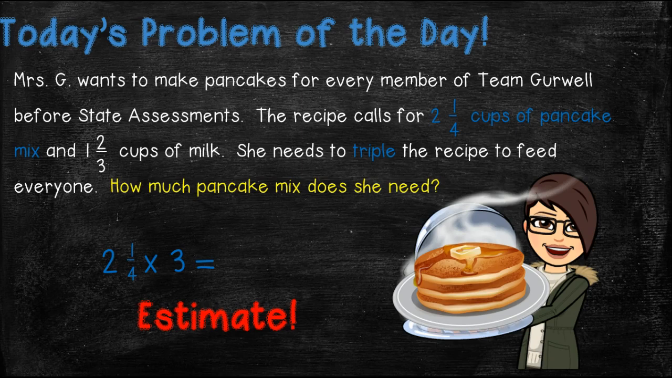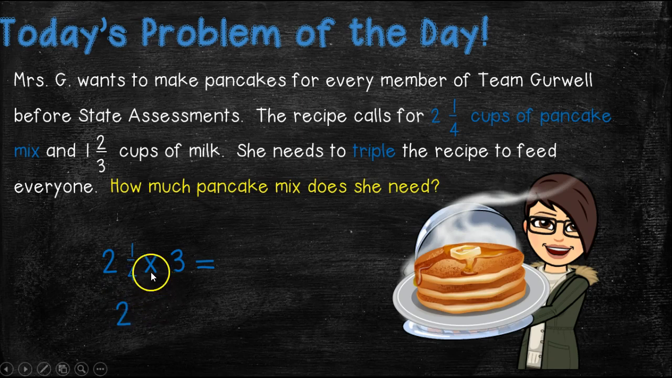So remember when we were estimating mixed numbers, we started by looking at the denominator of the fraction. So what is 1/2 of 4? Well, 1/2 of 4 is 2. Is 1 less than or greater than 2? Well, it's less than. So we know 2 1/4 will round to 2. Now the 3 we don't need to round because it's already a whole number. So we know 2 times 3 is 6. So our estimate is going to be 6. Now it's time to solve it.